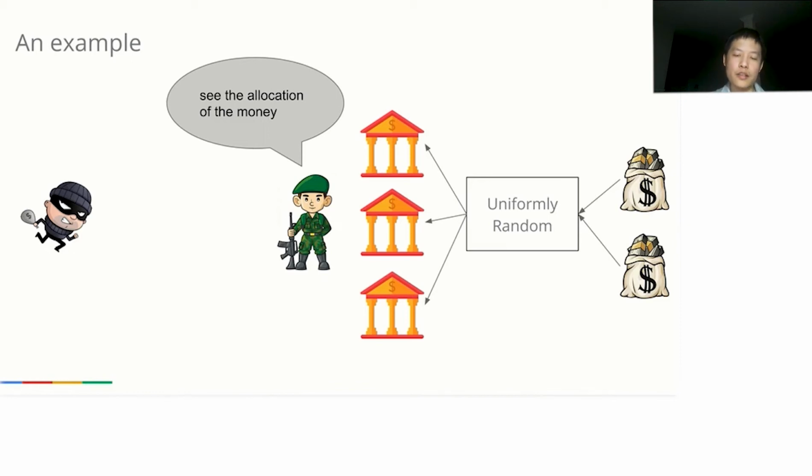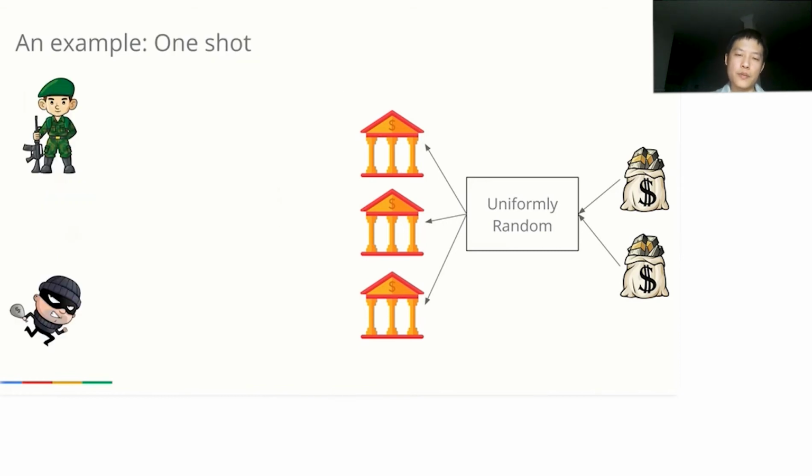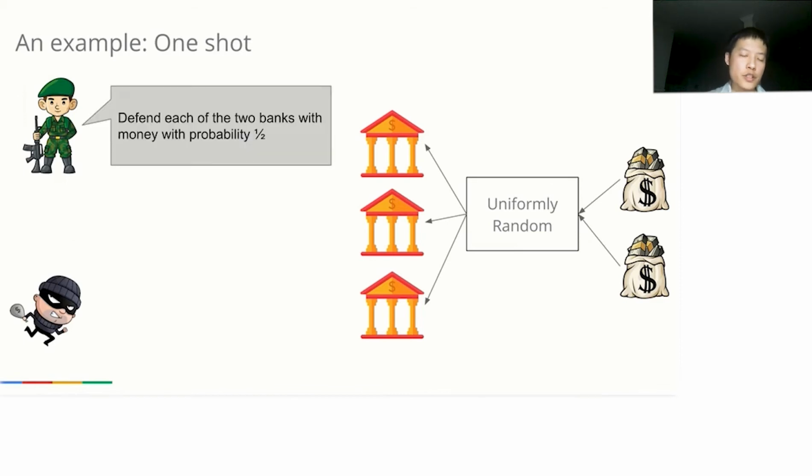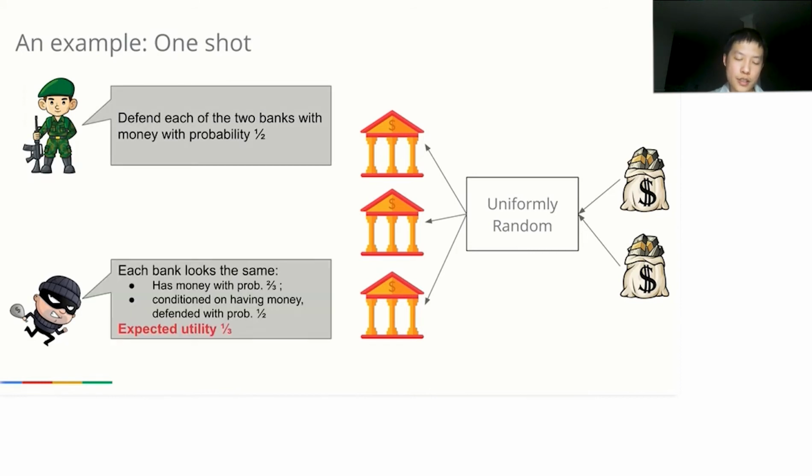Moreover, the utility of the thief is the following. The thief successfully attacks a bank if the bank is undefended with money. Let's see what happens if this game has only 1 round. The optimal strategy for the soldier is quite straightforward. After observing the allocation of the money, the soldier will defend each of the 2 banks with money with probability 1/2, and he will not defend the bank without money. With this strategy, each bank looks the same to the thief. From the perspective of the thief, each bank has probability 2/3 of having money, and conditional on the bank having money, it is defended with probability 1/2. As a result, no matter which bank is attacked by the thief, the expected utility of the thief is always 1/3.